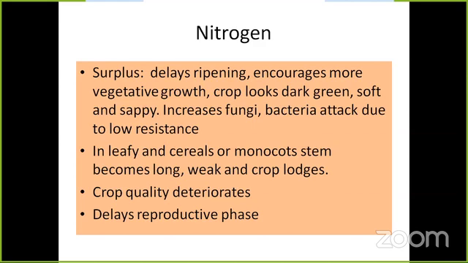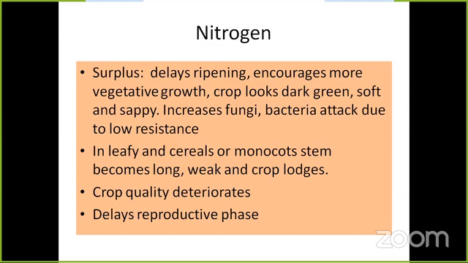In case of cereals or the monocots, the stem becomes long and weak, and the crop lodges. Lodges means it will fall down. The stem becomes weak and long, so the crop will fall down. So this can happen even in case of our leafy vegetables, if we are cultivating them with higher nitrogen or even in shade, with less light.